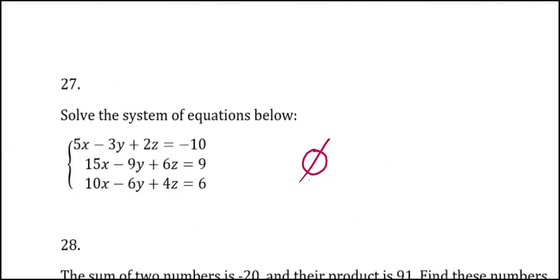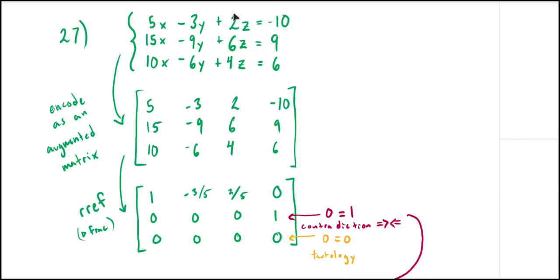Number 27 asks us to find the solutions to this linear system, and you might already notice some of these look like multiples of the other. In general, to solve a system using matrices, we want to encode this as an augmented matrix. That's an n by n plus 1 matrix in this case, and that's going to have the following entries matching the coefficients from the system of equations up here. And then we can put this in reduced row echelon form.